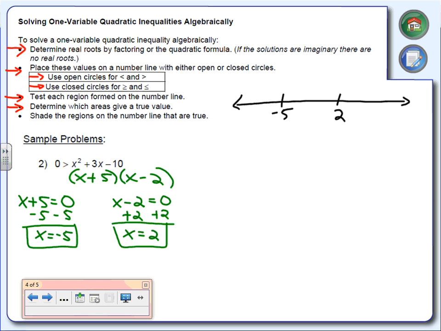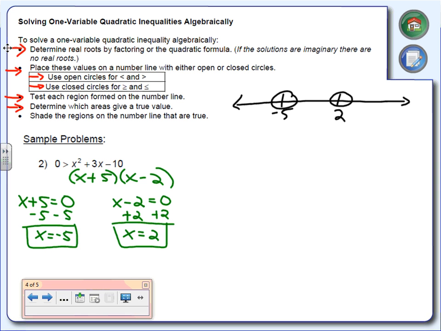Now it says here that I'm going to place some circles on these two values. Question is, what kind of circles? The open circles or the closed circles? This is going to be open circles. And the reason I know that's an open circle is because there is no equal sign on my inequality.